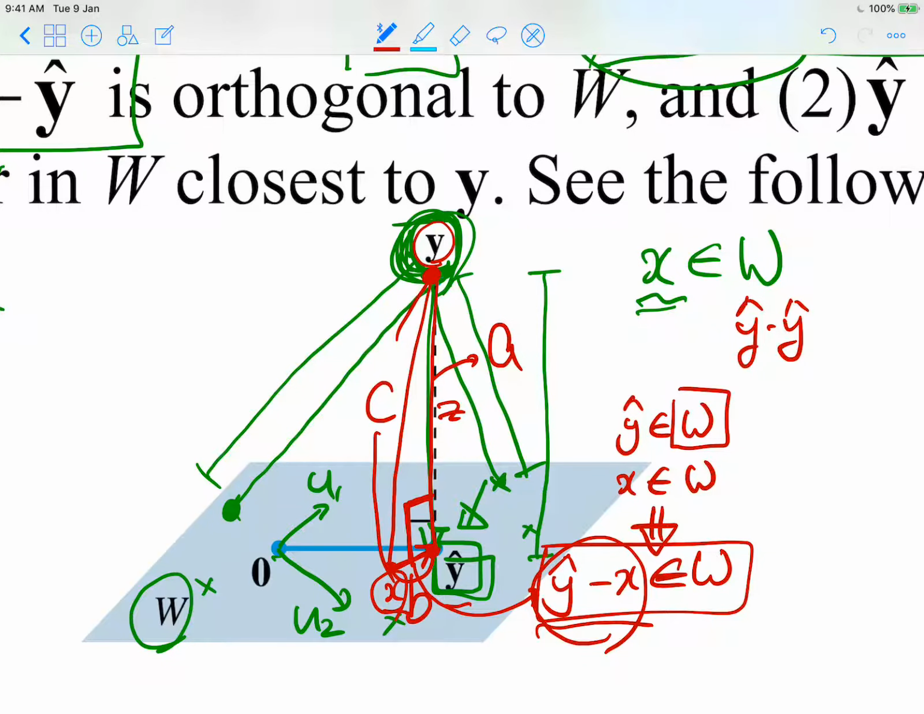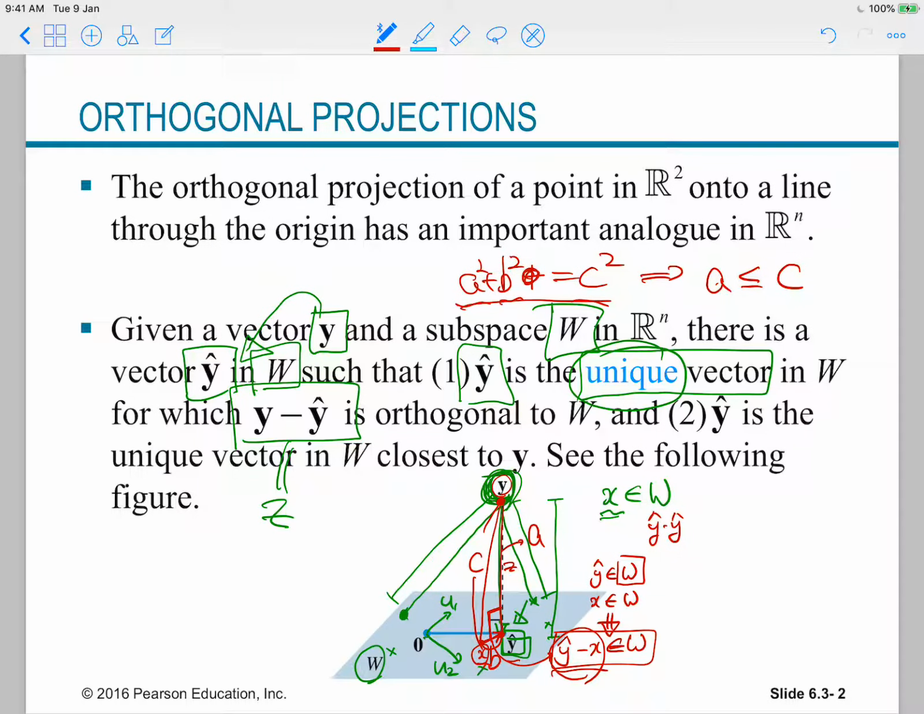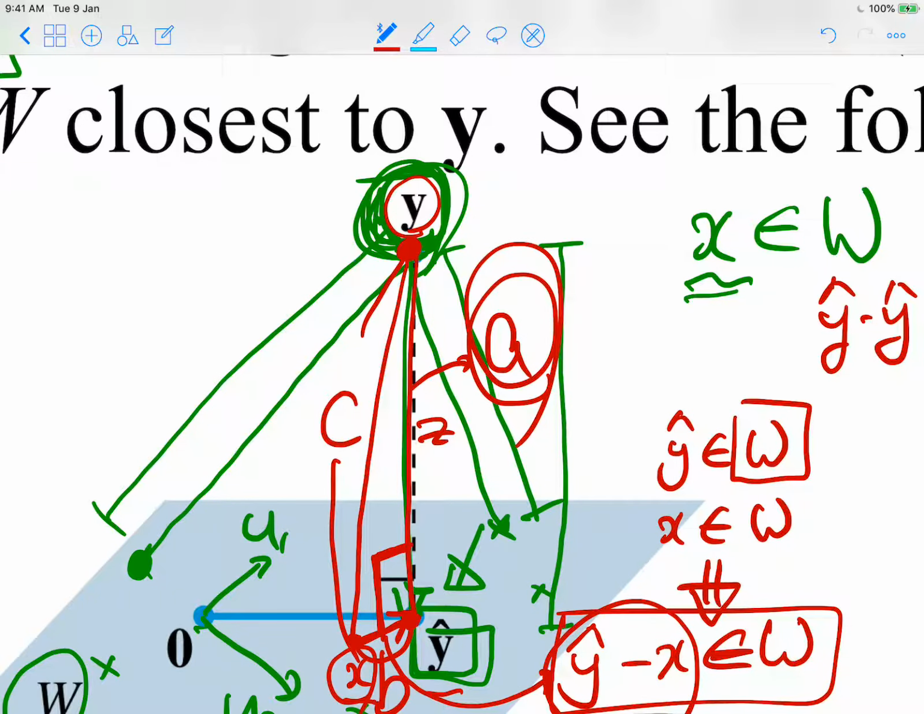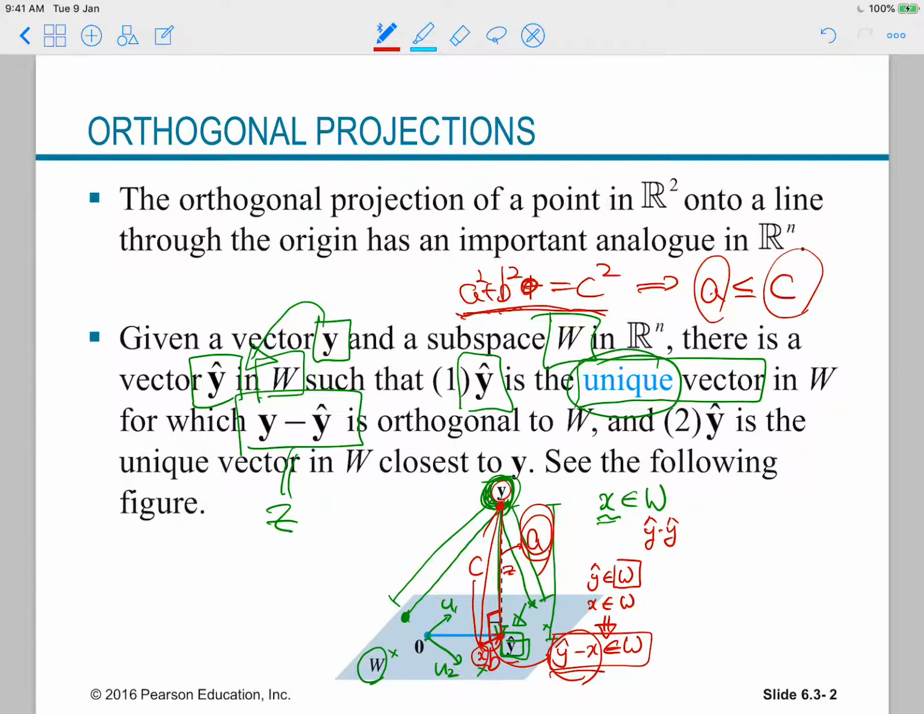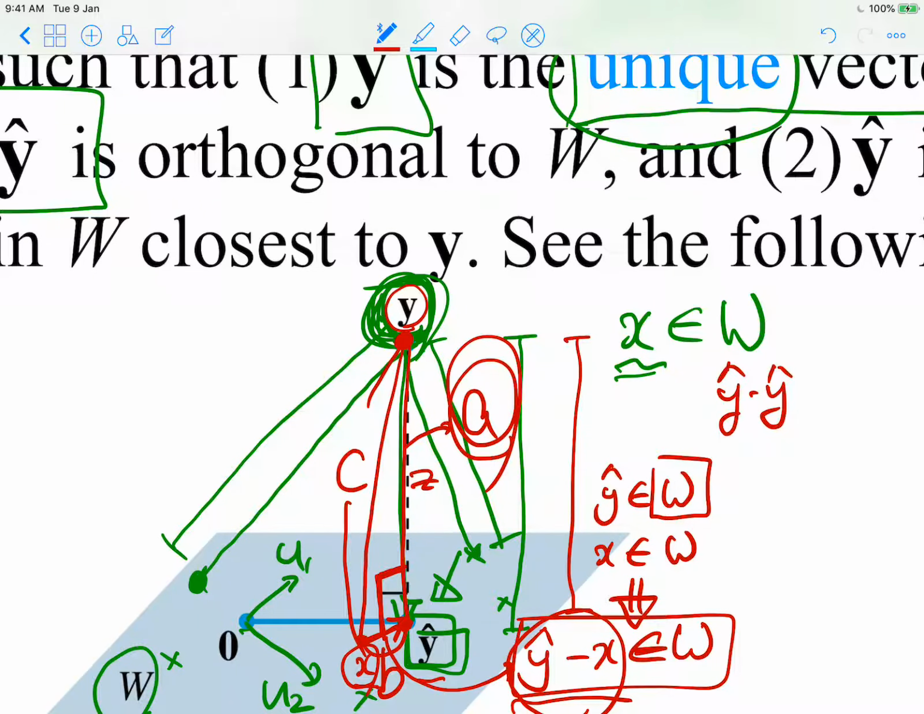So if we form this triangle that has the 90 degree angle, and then from this Pythagorean theorem, this line segment is always smaller than or equal to another line segment C, and thus we can guarantee that the line segment formed by y hat to y, that length, is the minimum possible one if we have to choose any vector, or any point, from W. So in that sense, this length will become the minimum possible length.